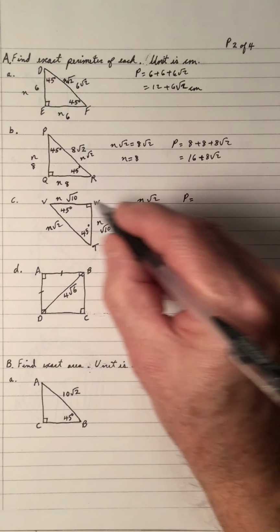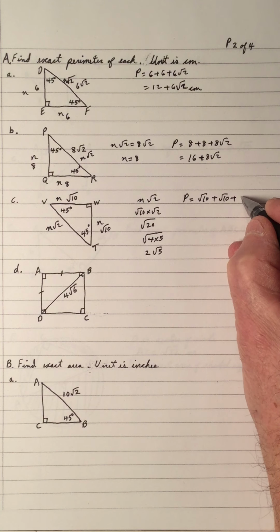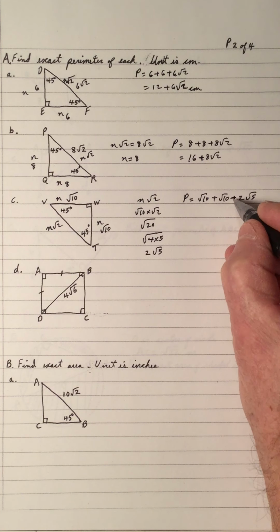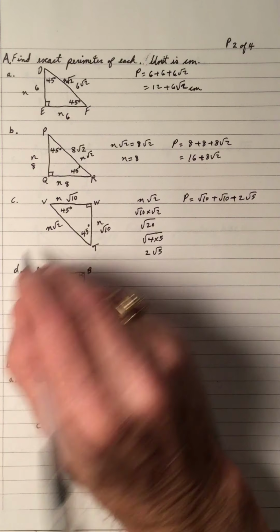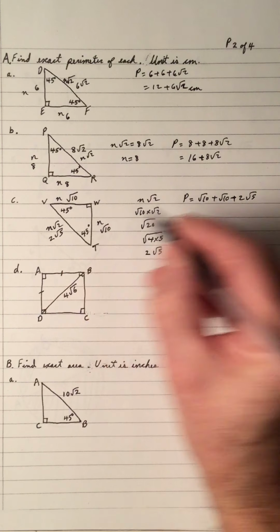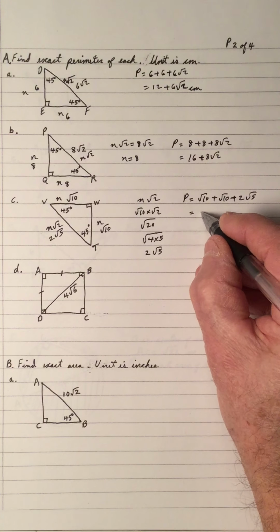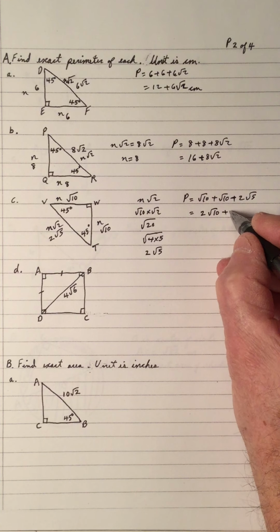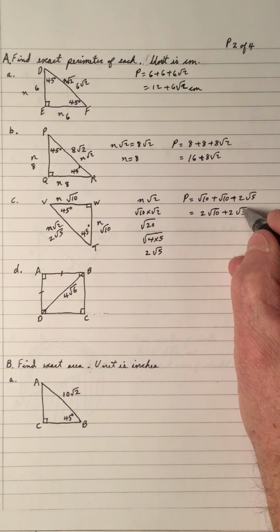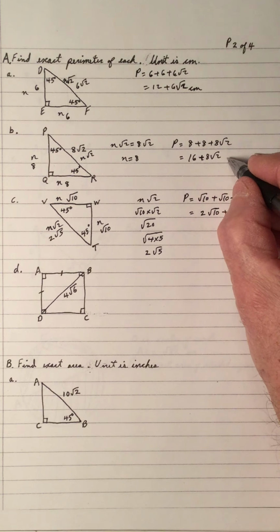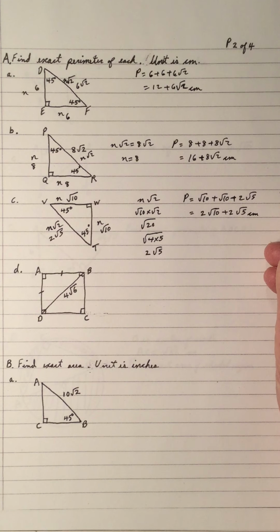And the perimeter is root 10 plus root 10 plus 2 root 5. Notice root 10, and this side here is 2 root 5. So we add them all up, and the root 10s are like terms, so 1 plus 1 is 2, so that's 2 root 10. And you cannot add 2 root 5 to it because it's different radicals. Root 10 and root 5 are different. And again, the perimeter is in centimeters.